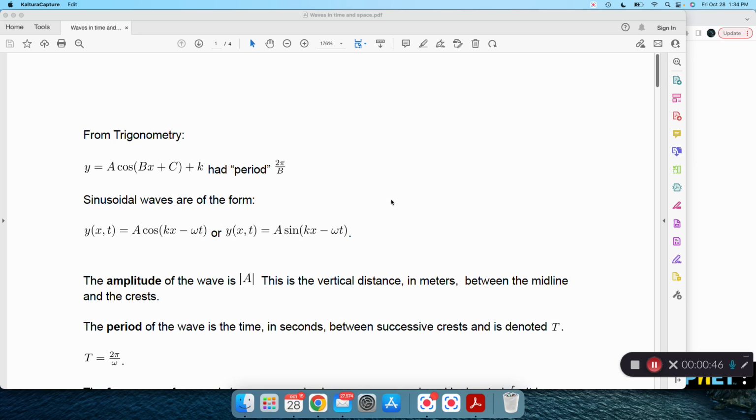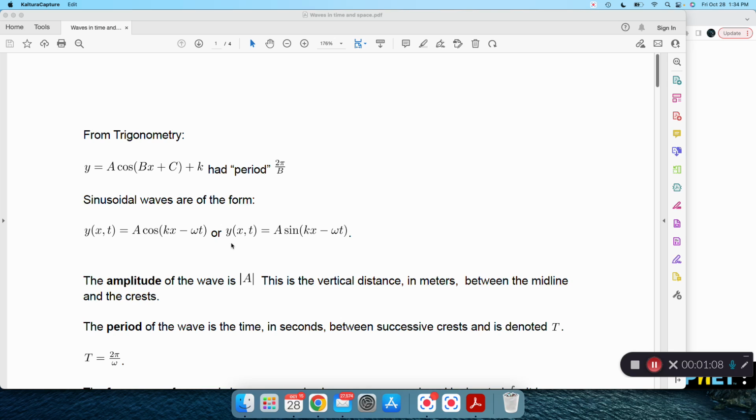So we know from trig, what we learned is we might have, say, some cosine function: y equals A cosine(bx + c) + k. And we were told that that wave has a period of 2π over b. That's what you've learned and memorized. Well, we're going to expand on that.